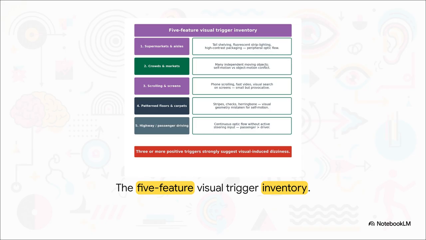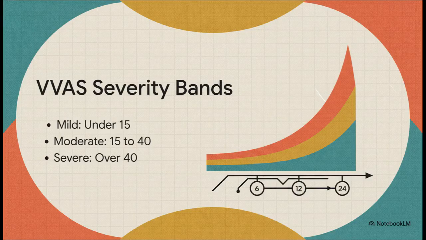And this maps perfectly onto the Visual Vertigo Analogue Scale, or VVAS. It's this super handy, validated 9-item self-report questionnaire put together by Dannenbaum and their team, where patients just rate their dizziness in these specific real-world environments on a scale of 0 to 10. The whole thing is out of 90 points, and we break it down into 3 super practical bands. Under 15, that's mild. If they're hitting 15 to 40, that's moderate and definitely clinically significant. Anything over 40 indicates a severe disability.